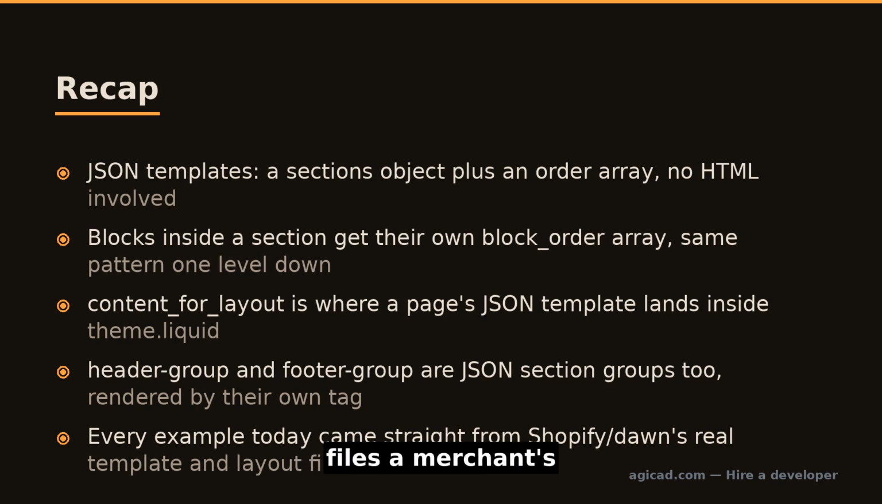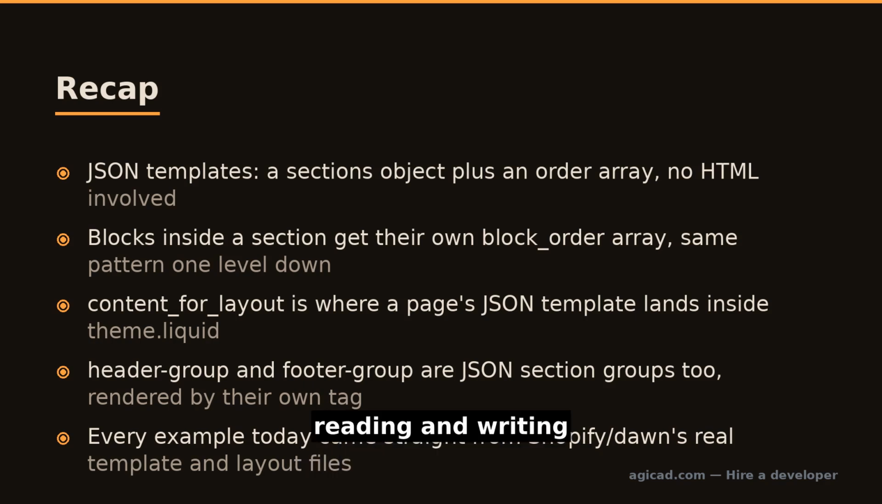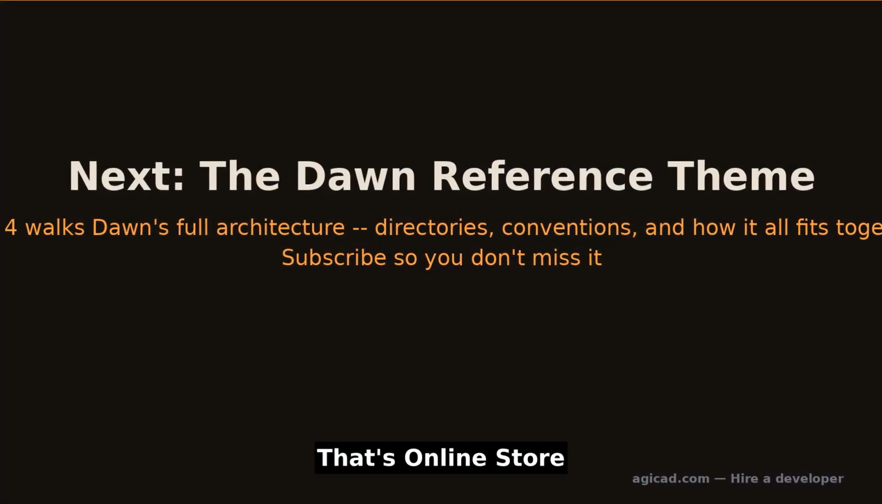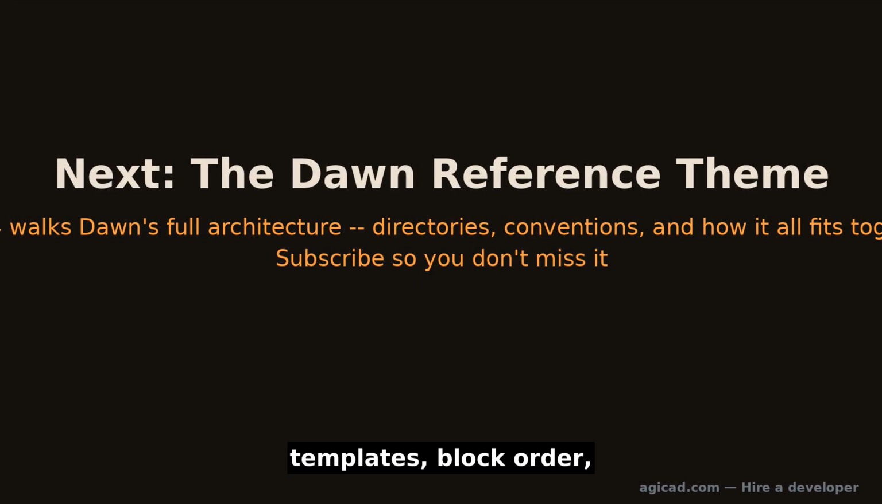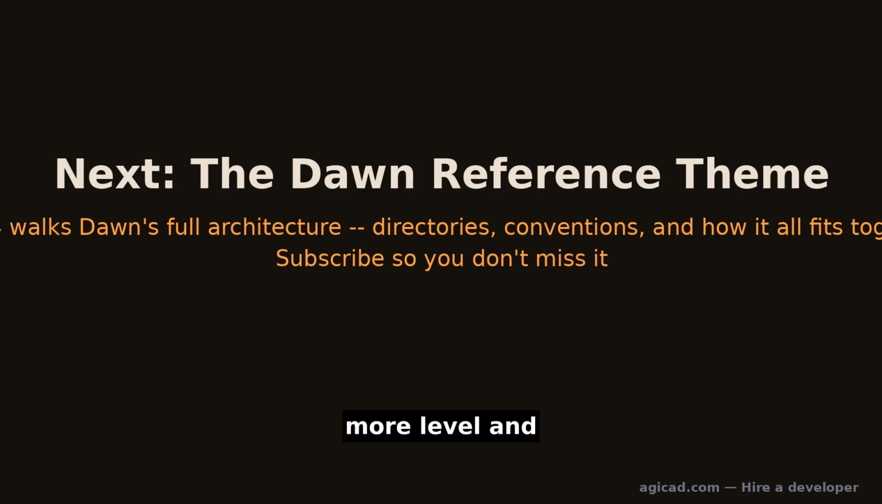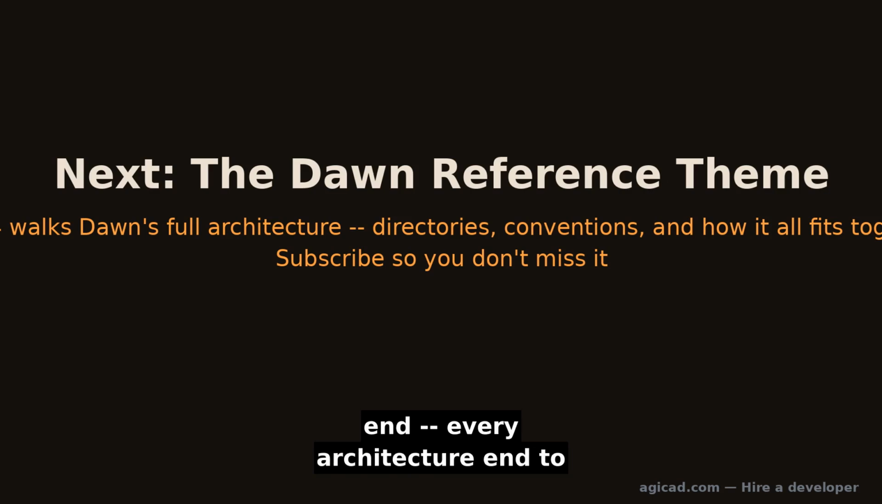That's Online Store 2.0, straight from Shopify's real, public Dawn theme: JSON templates, block order, and the content_for_layout tag that ties a page to its shared header and footer. Part 4 zooms out one more level and walks Dawn's entire architecture end to end, every directory, every convention, and how the pieces we've opened in parts 2 and 3 actually fit inside it.